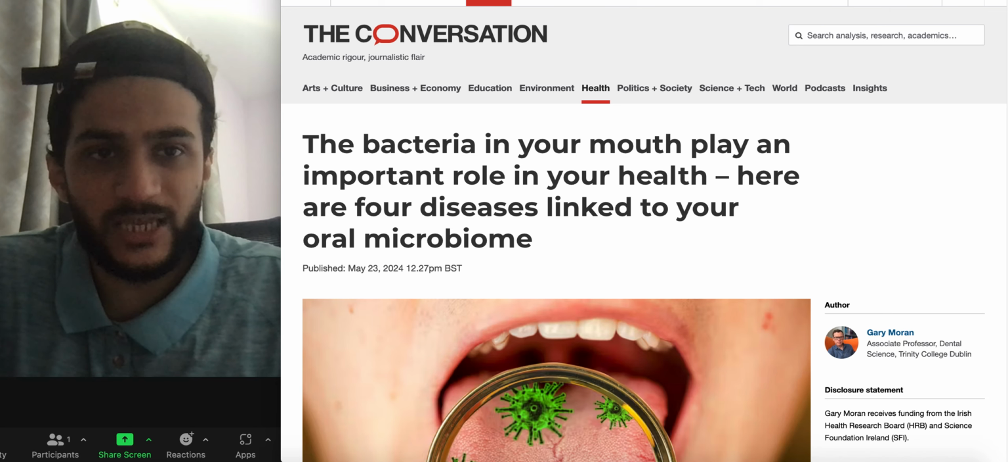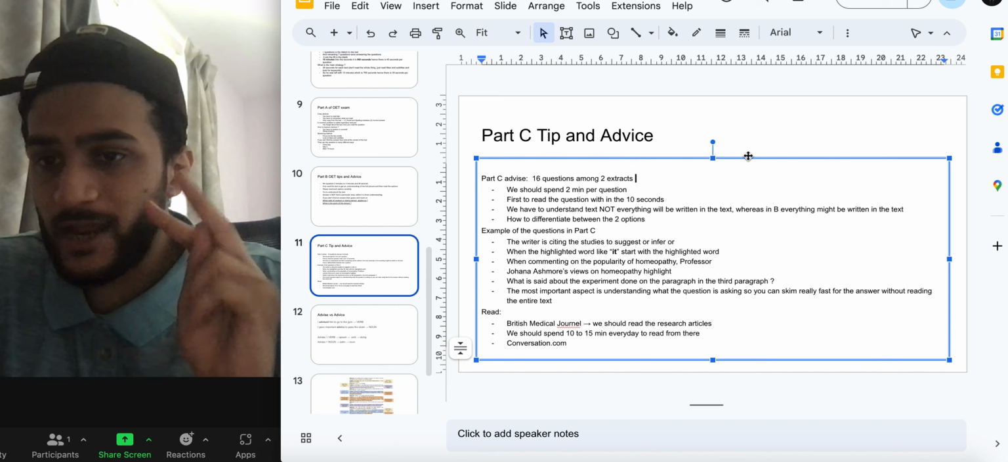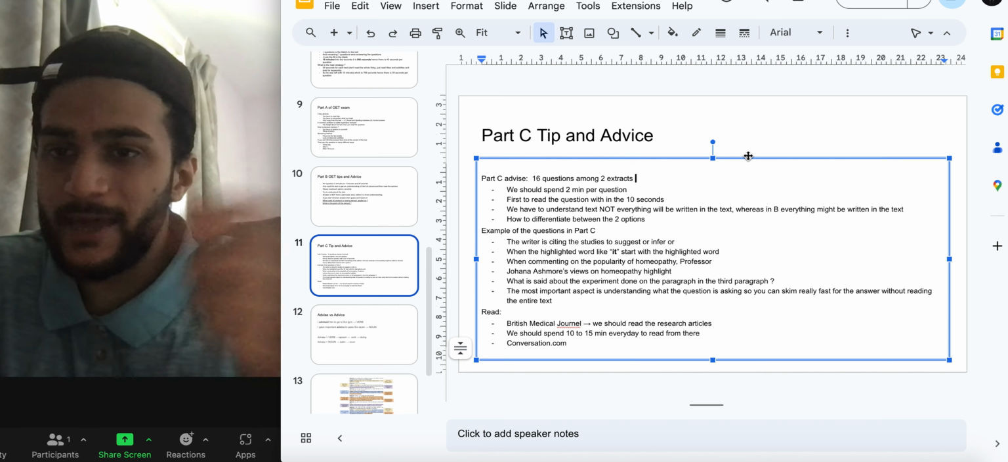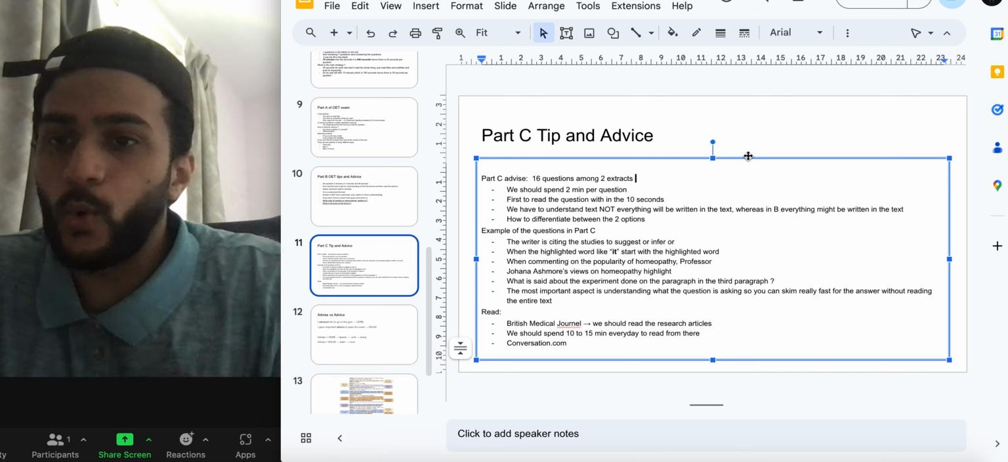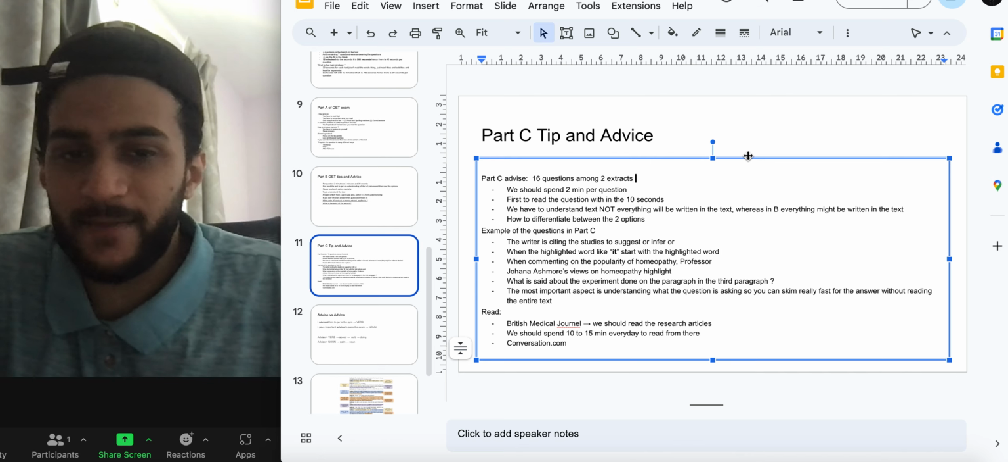So guys, hopefully you found this useful. I'll just summarize the key points. First of all, spend 2 minutes per question maximum. Understand the underlying question. If it's a highlight question in which they made a word bold, then just go to that specific word, one sentence before, one sentence after. There's no point reading the whole paragraph. Very rarely does that help.